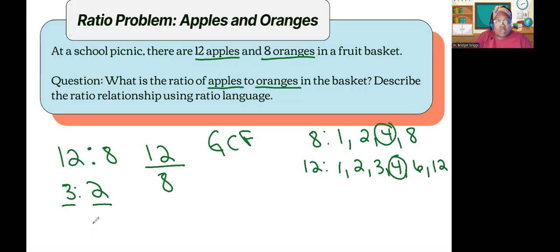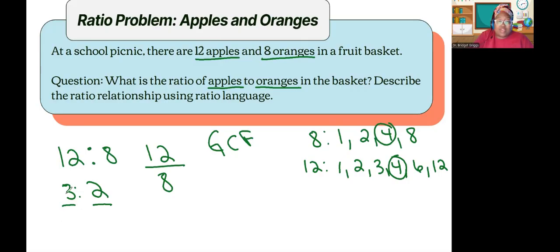When we're using ratio language, you're going to either say for every, or for each, or per. Those are going to be some parts of your ratio language. So we could say for each of 3 apples, we would have 2 oranges. Or we could say we have 3 apples per 2 oranges. So those are a few ways that we could reword this ratio.